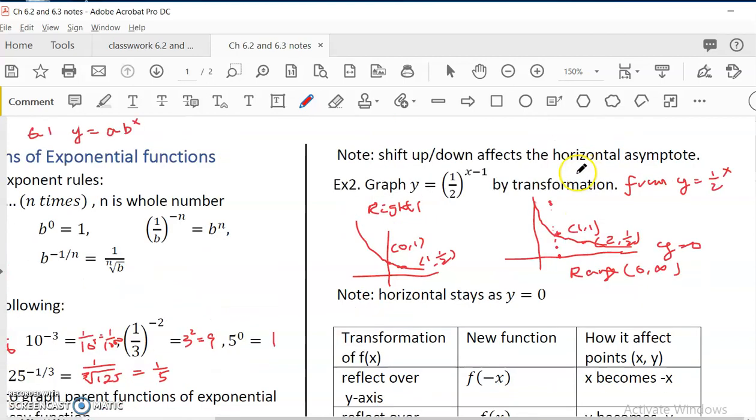So that's how we do horizontal and vertical shifts. When you do a horizontal shift, nothing changes much, only the points change. But when you do up and down, your horizontal asymptote changes.